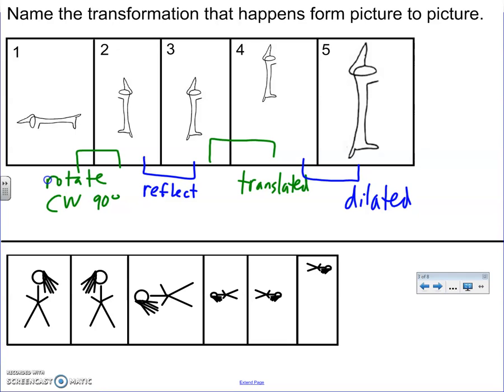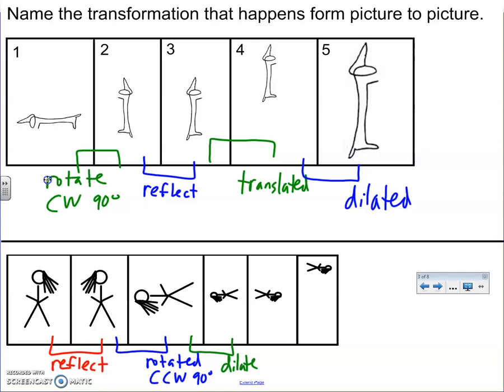Down here, same idea. So for this lady, first she got reflected. That's not a rotation. So people think it's rotation 180, but it's not. After that, she got turned. She got rotated. She got turned to the left. So we know that is, what is that, counterclockwise? Technically 90 degrees. All right. Then from here to here, she got smaller. That is a dilation.